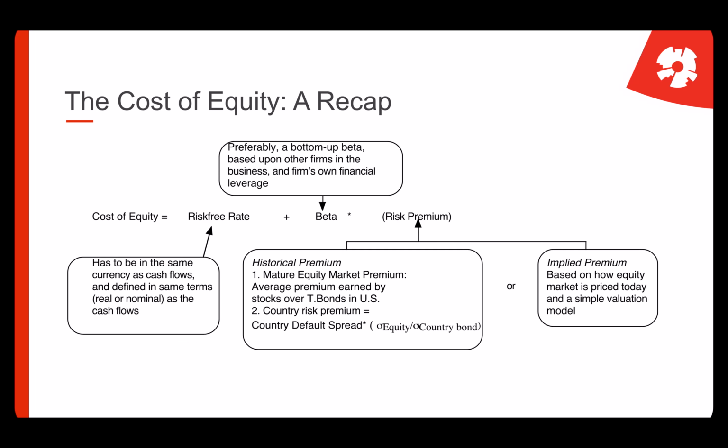So when you bring it all together, the cost of equity reflects three building blocks. That is the time value of money, measured by the risk-free rate, the firm's relative risk measured by beta, and the overall market risk premium.